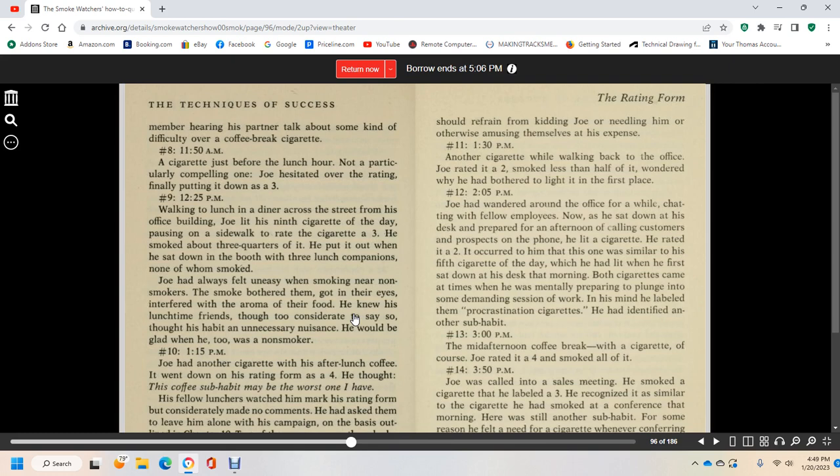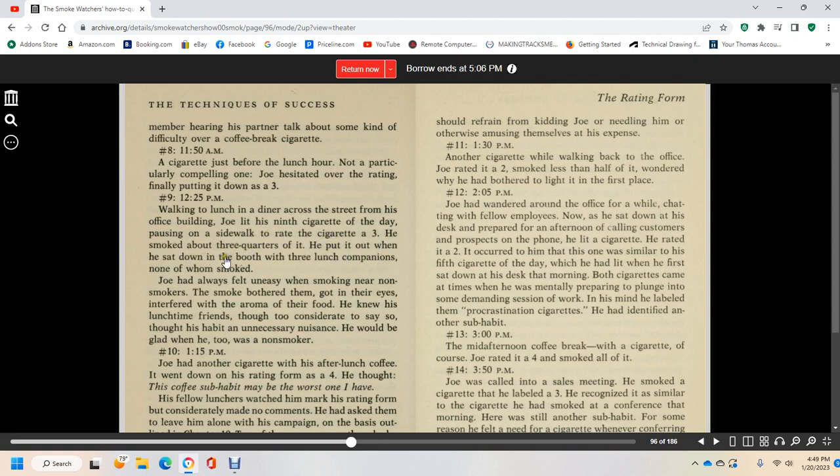11:50 a.m. The cigarette just before lunch was not particularly compelling to Joe. He was overrating it at first, and then finally put it down as a 3. At 12:25, walking to the lunchroom, a diner across the street from his office building, Joe lit the 9th cigarette of the day. Smoking on the sidewalk, he rated it a 3. He smoked about three quarters of it.